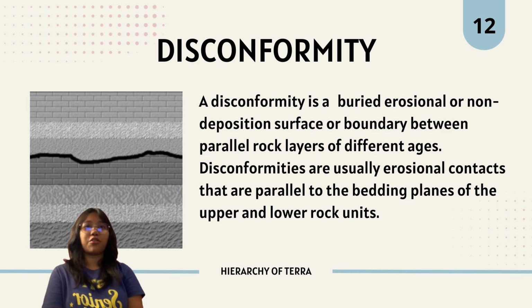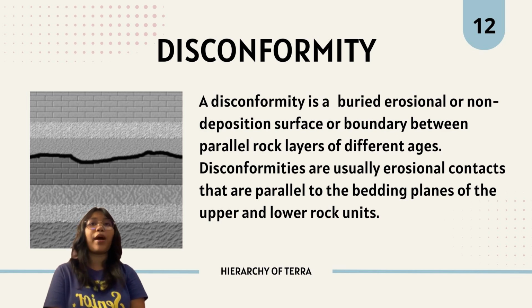The first one is disconformity. A disconformity is a varied erosional or non-deposition surface or boundary between parallel rock layers of different ages. Disconformities are usually erosional contacts that are parallel to the bedding planes of the upper and lower rock units. They have visible uneven erosional surfaces and form from erosion of underlying rock layers and later sediment deposition to create the younger rock beds. Here's an example of disconformity.